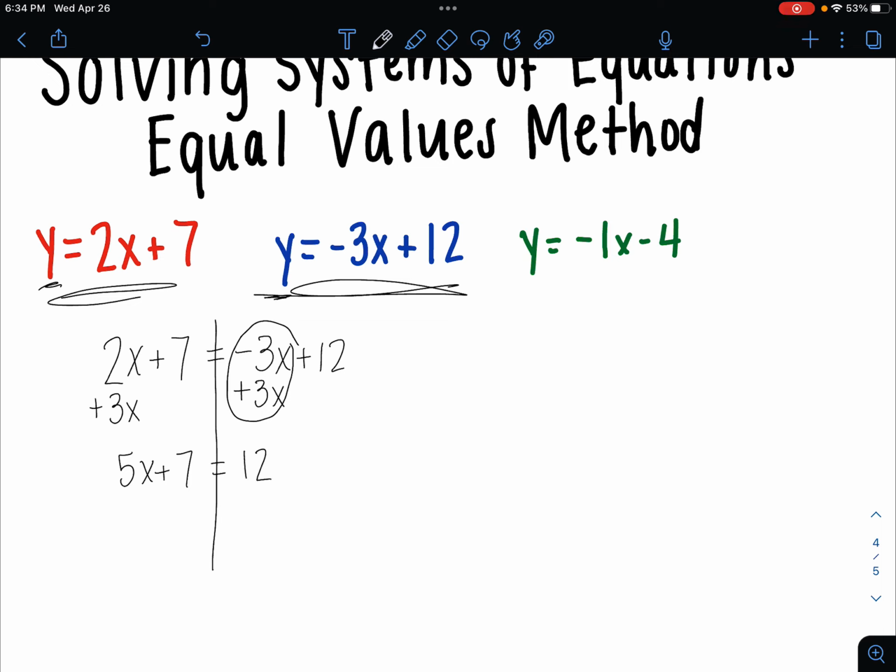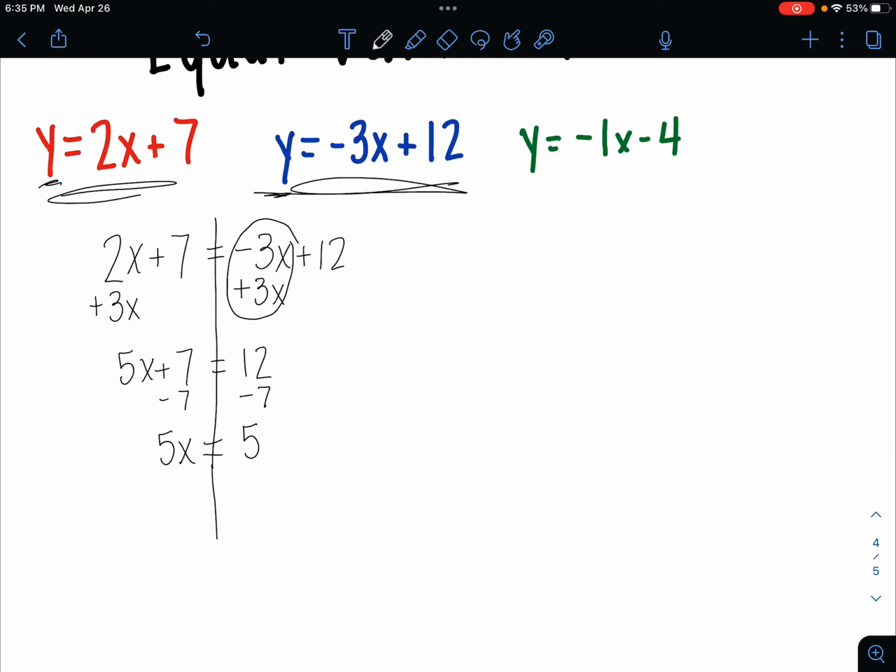Now I want to get rid of that 7 and get the x's by themselves, so I'm going to take away 7 from both sides. And I have 5x equals 5. So 5 times what equals 5? I'm going to divide both sides by 5 and get x equals 1. Now I have figured out that these two equations have the same value when x is equal to 1.